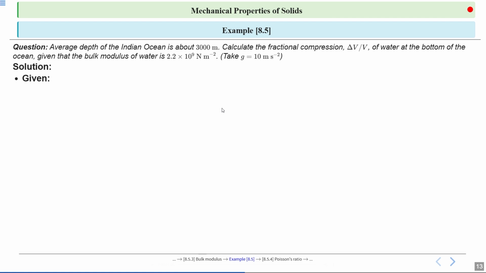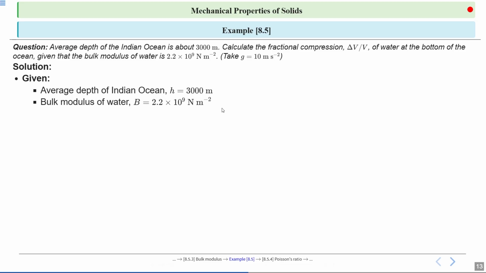So let's start by listing all the information given in the problem. First, the average depth of the Indian Ocean is given as h equal to 3000 meters. This is the vertical distance from the surface to the bottom. Second, the bulk modulus of water is B equal to 2.2 times 10 raised to the power 9 Newton per meter square.